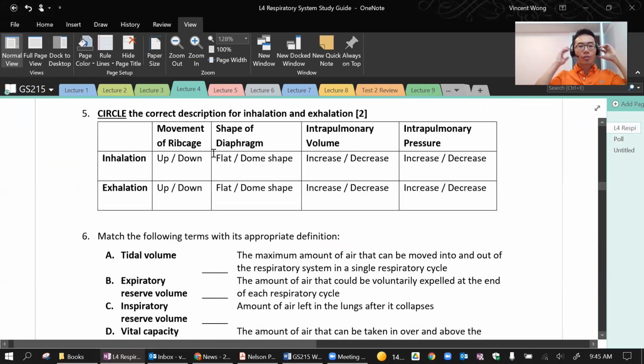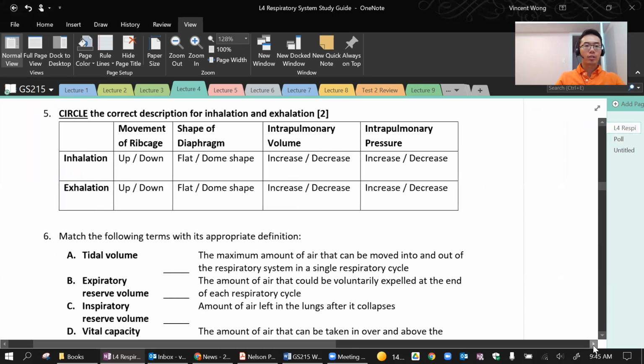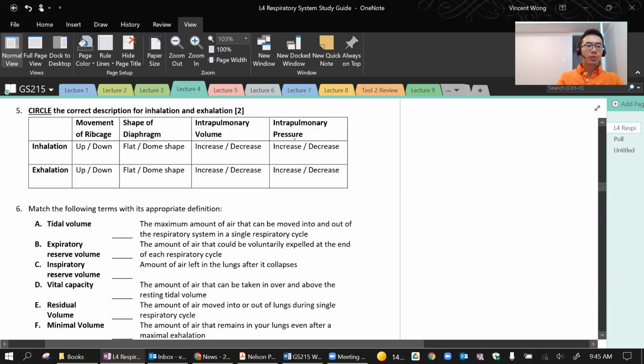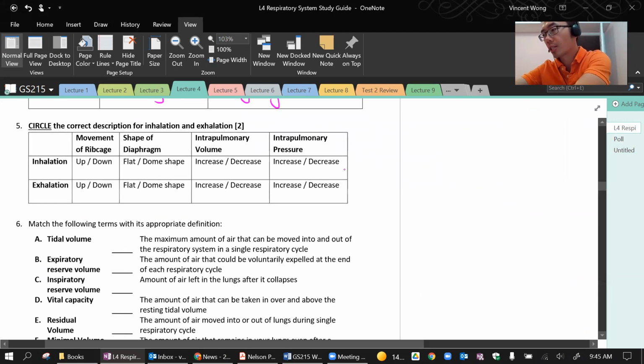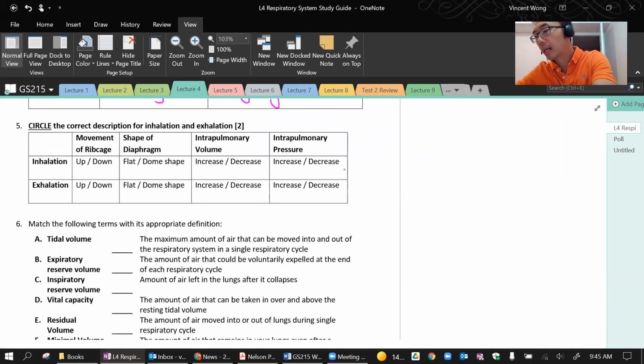So next thing here, circle the correct description for inhalation and exhalation. Let's go through the mechanics of breathing in and breathing out first. Now, let me grab a piece of paper here. I only have a stack of paper here. So this is like your diaphragm. Okay, your diaphragm has two shapes.